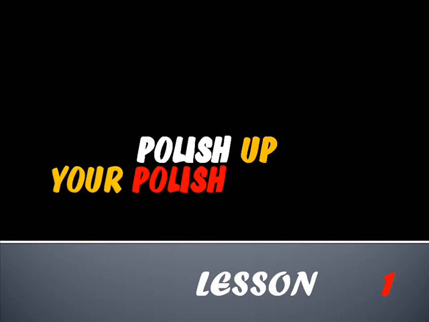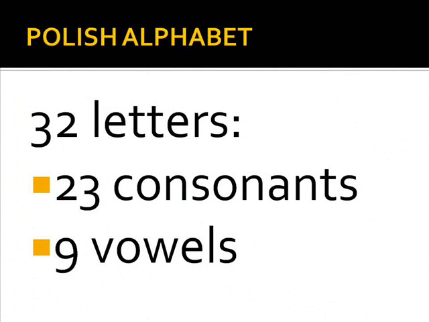Today we're gonna finally talk about the Polish language, starting off, of course, with the Polish alphabet. Let's look at some general information about the Polish alphabet. It consists of 32 letters, 23 consonants and 9 vowels.